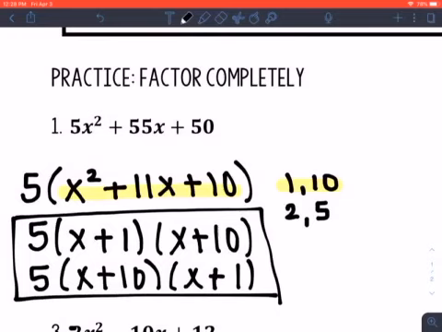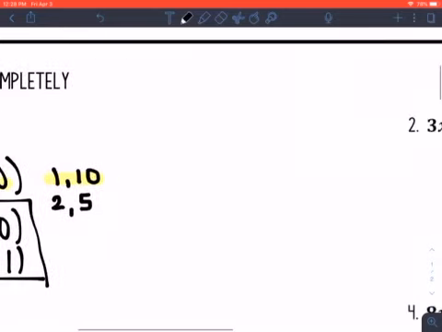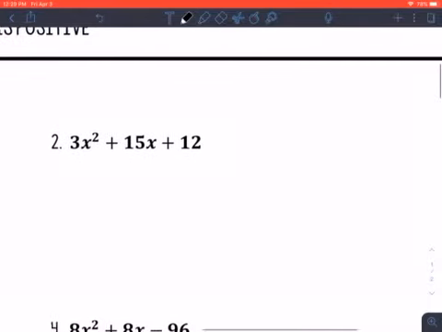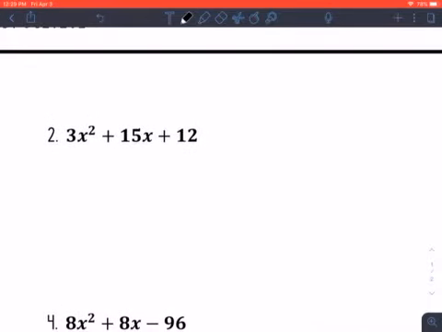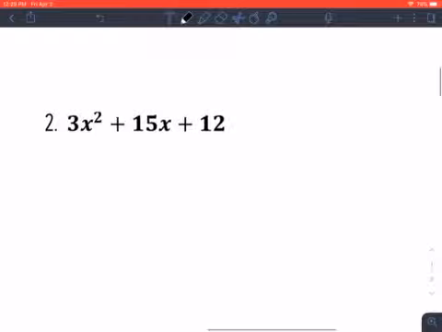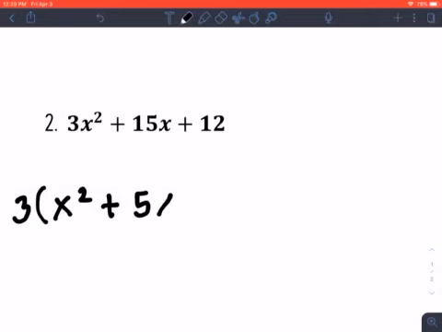So let's try practice problem number 2. The same idea is going to hold true. We're going to see, can we factor out a greatest common factor? And then can we factor what's remaining inside that parenthesis? So in practice problem number 2, we see 3x squared plus 15x plus 12. Now in this problem, the greatest common factor is going to be 3. What's going to be remaining when I divide each of those terms by 3 is x squared plus 5x plus 4.